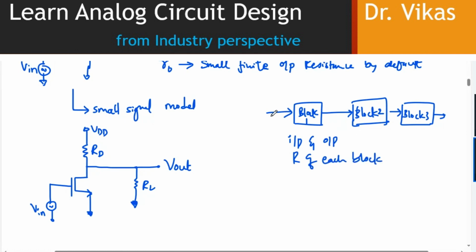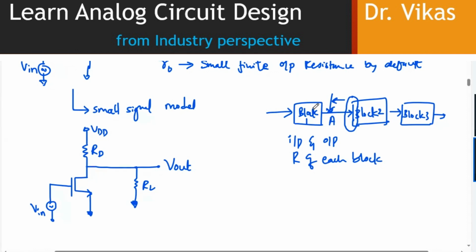Then input will be towards the input of those particular blocks and output will be towards the output of those particular blocks. But when doing that, if I come over here and look at this particular point, let's say at point A, what is the load for this particular block 1? The load for block 1 is the resistance offered by block 2 at its input, which is acting as a load. That is basically the representation of the load resistance.